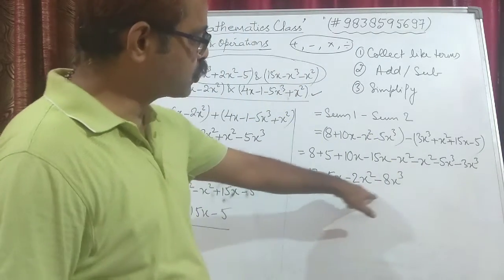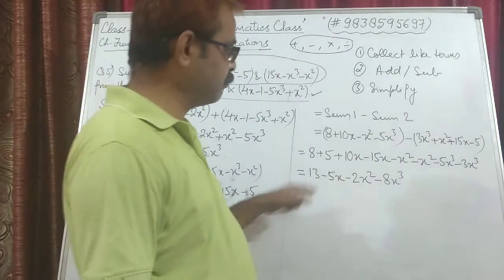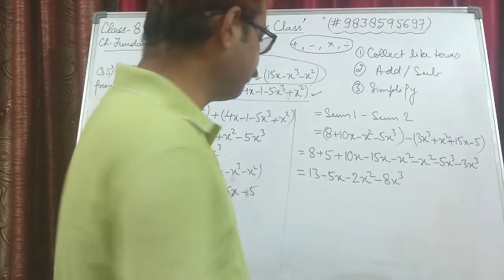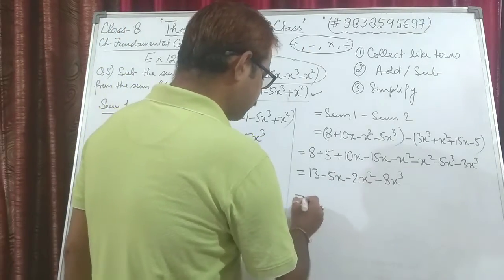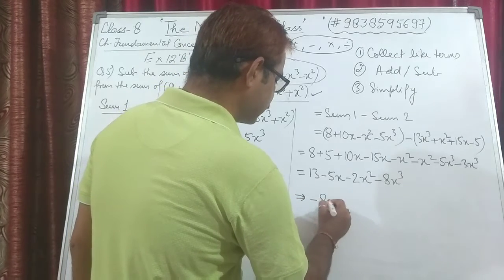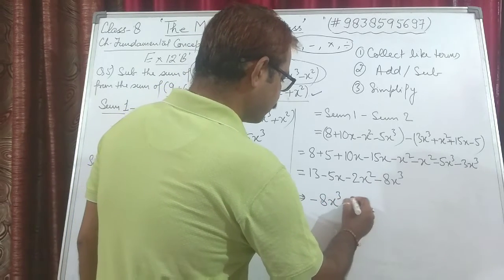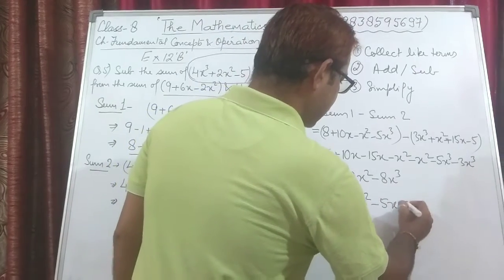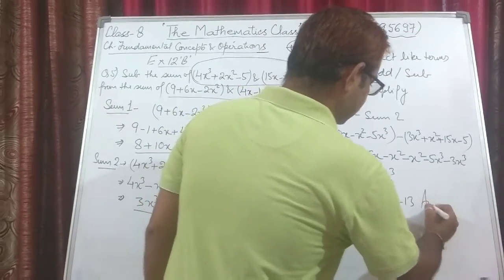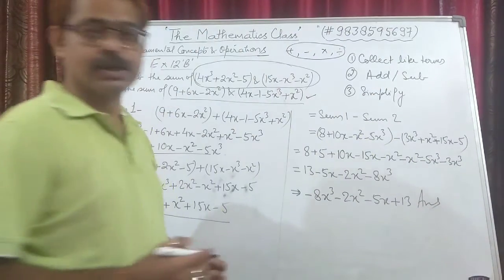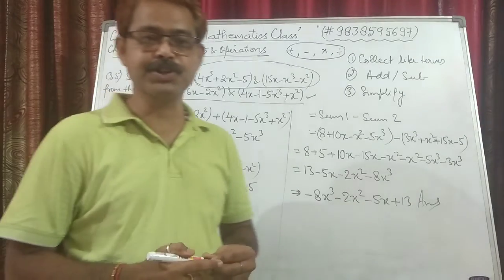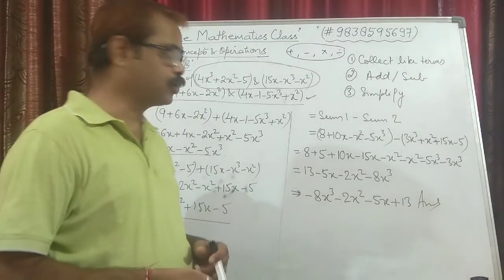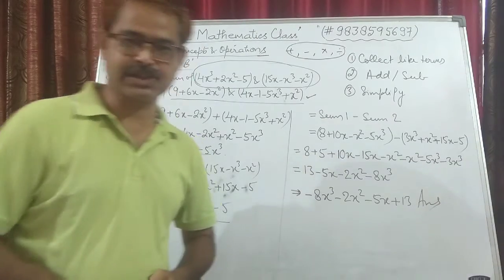Now this is also a way that it can be written, but generally we write the polynomials in descending power of x or the variable. So this can be finally written as minus 8 times x cube minus 2 times x square minus 5x plus 13. That is the final answer. So this exercise finishes. Now some multiple choice questions are left that I am leaving to you, and we move on to the next exercise.